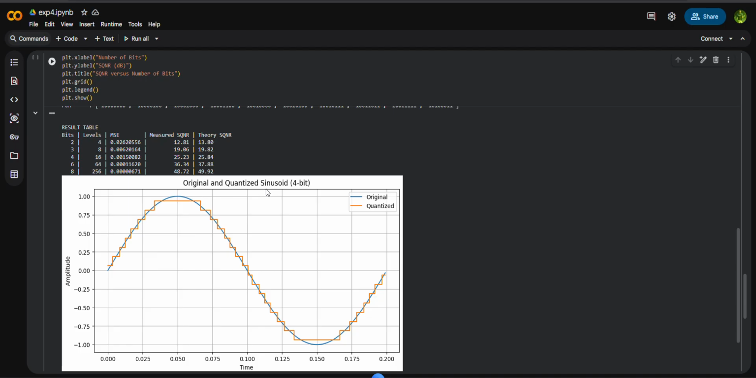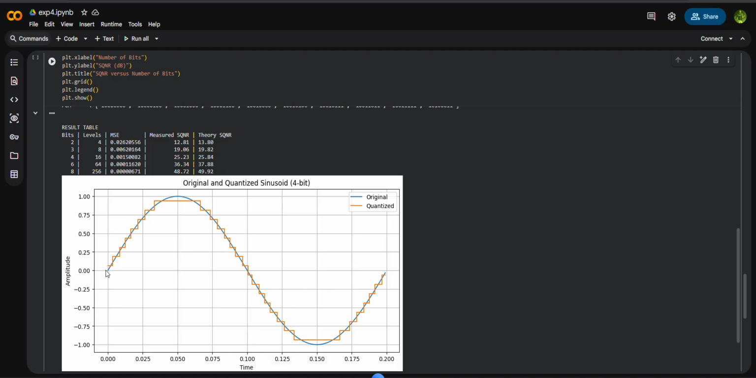Original and quantized waveform. In the first visualization, we will see the original and quantized waveform for 4 bits. The smooth curve represents the original sinusoidal signal, while the staircase-like signal is the quantized version. For a low number of bits, such as 2 bits, the quantized signal has only 4 possible levels, so the approximation is quite coarse.